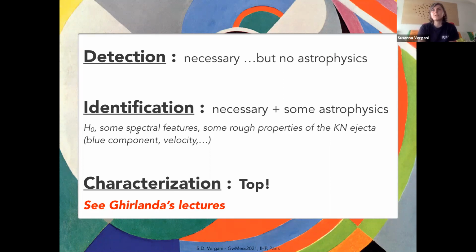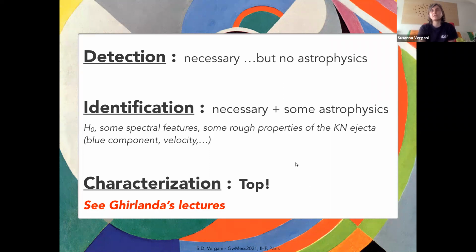Already with the identification, I can do something, because if I identify those galaxies, I can use the information to determine the Hubble constant. I can use some spectral features to infer which elements can be present in the ejecta. I can determine some properties of the kilonova ejecta, even with 2-3 points of the light curve, because I can see if I have a blue component or not, and try to determine a velocity. But these are just some very basic and rough information.